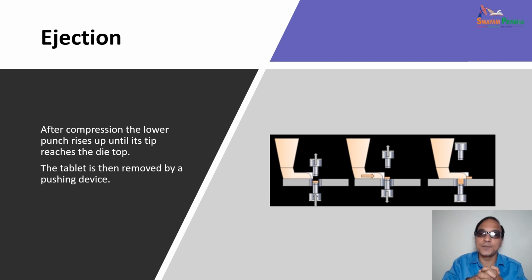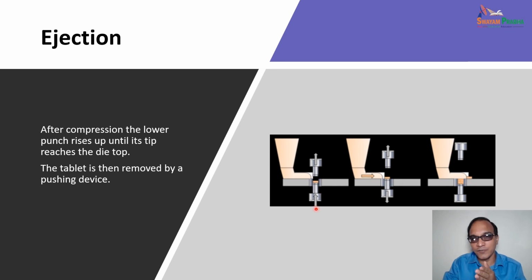Now how is ejection being done? After compression, the lower punch rises up until its tip reaches the die top. Can you see here? This lower punch is moving upward. When it rises up until its tip reaches the die top, the tablet is then removed by a pushing device. This feed frame, or you can say pushing device, ejects this tablet.